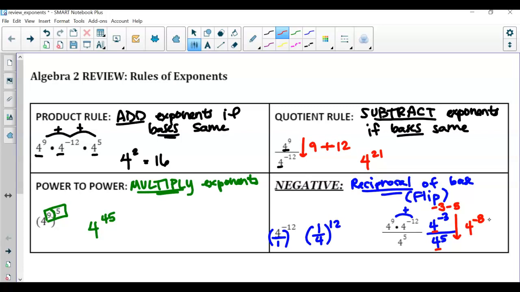However, can we leave this as is? No, because of the negative exponent here, we need to flip our base of 4. Well, what's the reciprocal of 4? 1 over 4 raised to the 8th power. So keep in mind, we are using and practicing these exponent rules here.